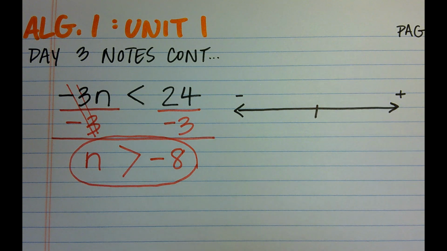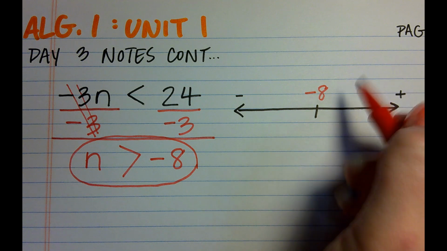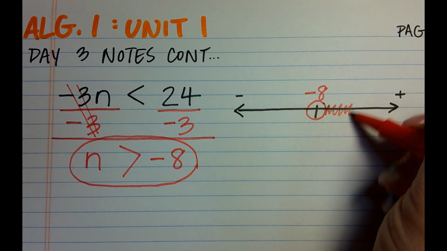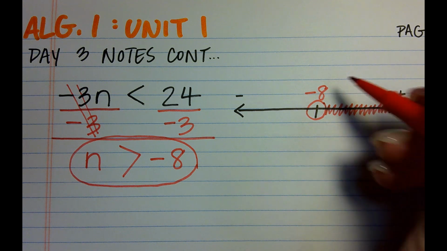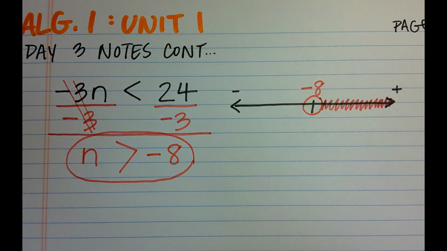So, negative 8 on my tick mark. Yeah, and we shade to the right. Circle your line. Circle it. And shade to the right. Number it, circle it, shade it. 3 steps. Not too bad.